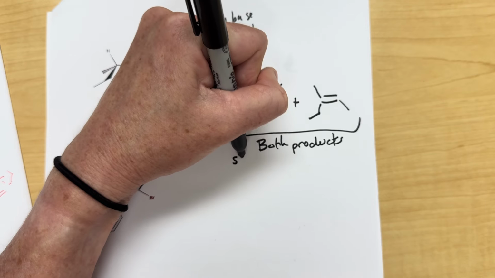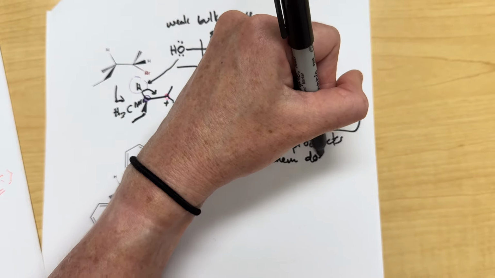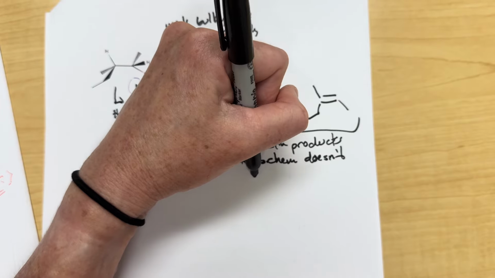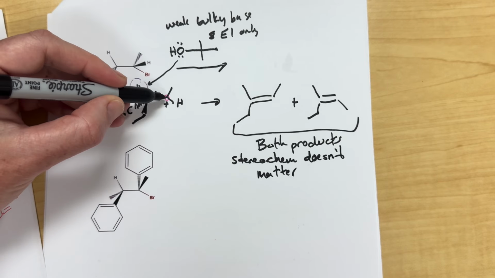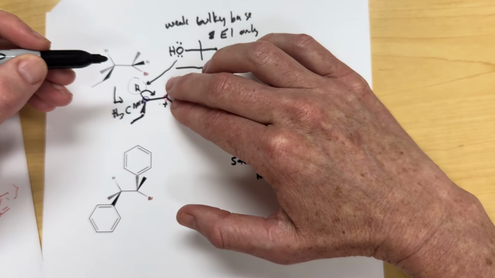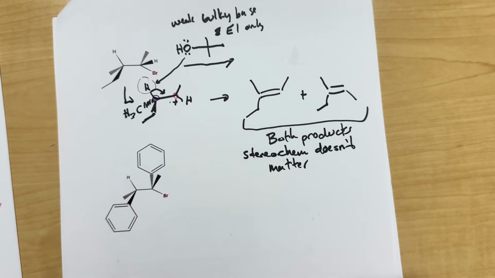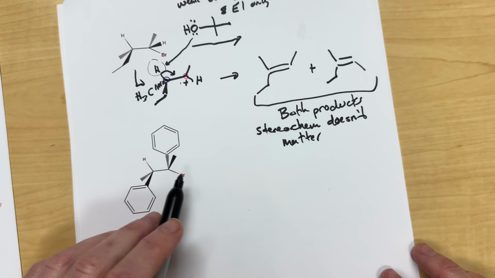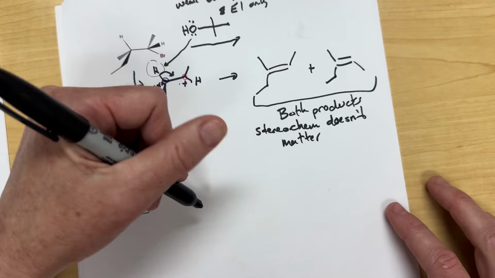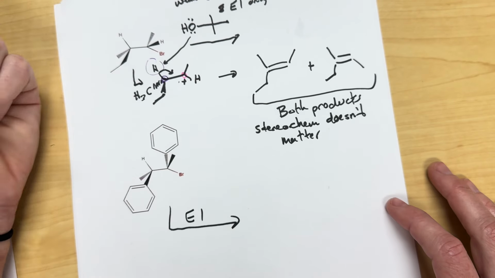because stereochemistry doesn't matter anymore. Once you've taken this bromide off and left it with a carbocation, this could be here or it could rotate to here, and that's why it doesn't matter. They're in a plane, essentially. So now we have this one, same exact concept. So why don't you pause and see if you can figure out what the E1 product of this would be.